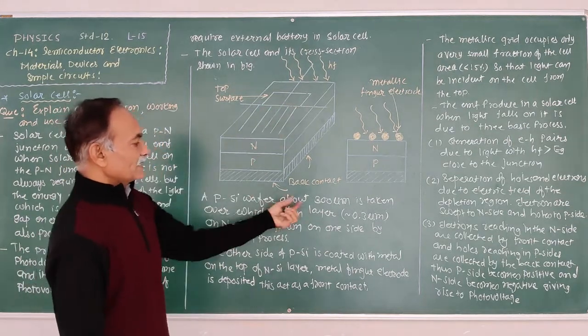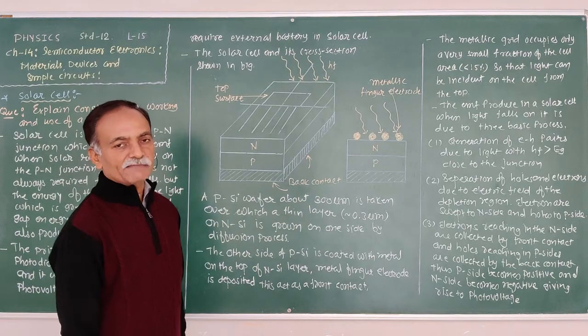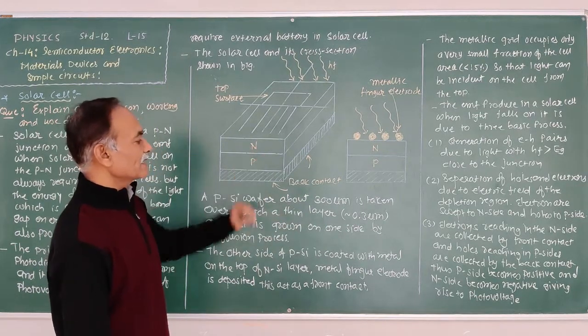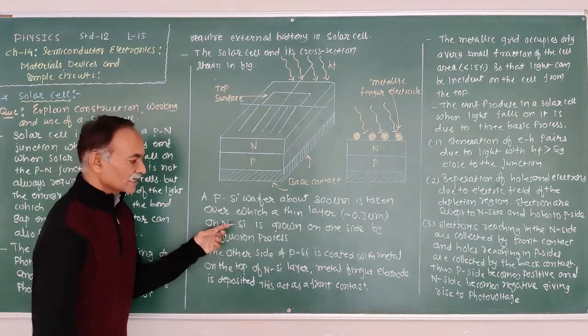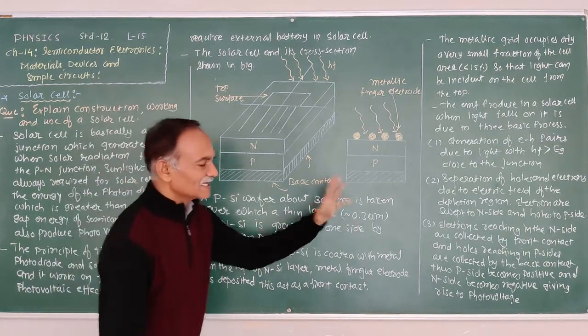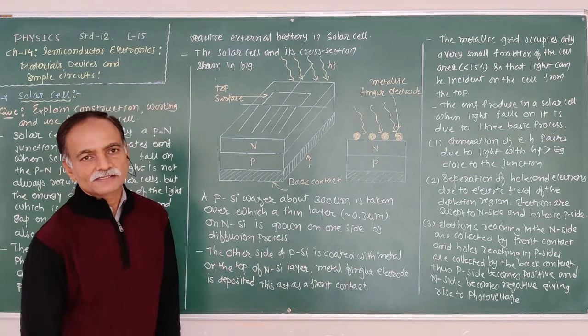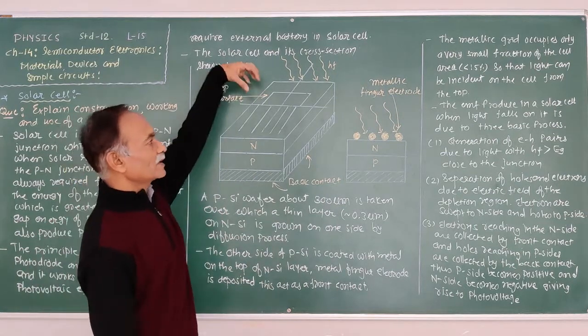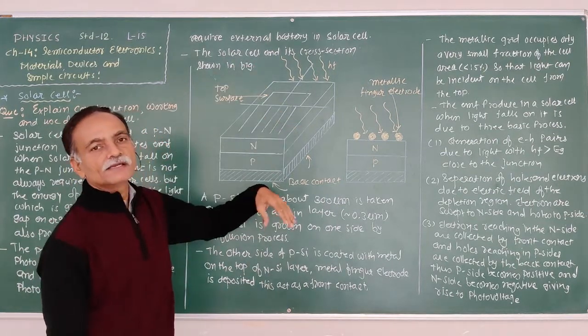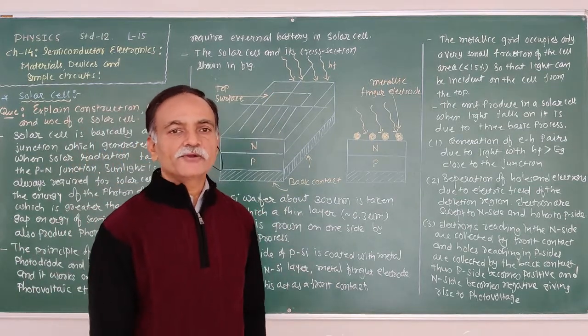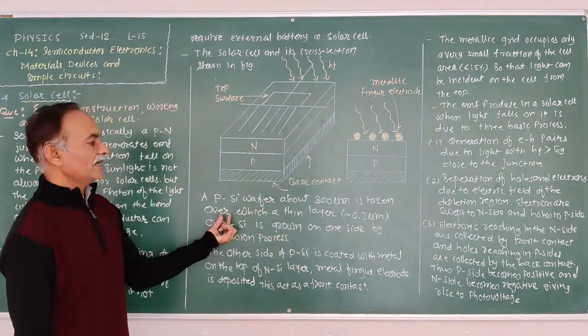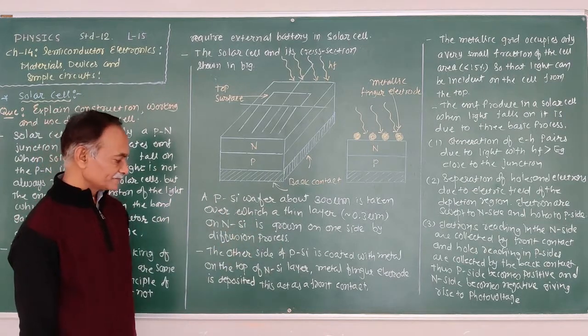P-type semiconductor with a thickness of 300 micrometer. Over this P-type semiconductor, there is a thin layer of N-type silicon semiconductor with a thickness of 0.3 micrometer. As a result, whatever light is incident on the top surface of this cell reaches the junction due to the thin layer of N-type semiconductor.